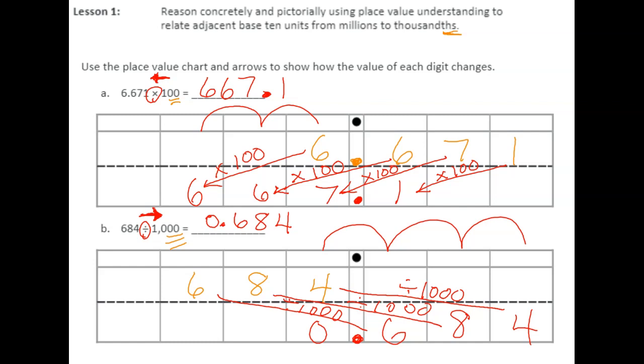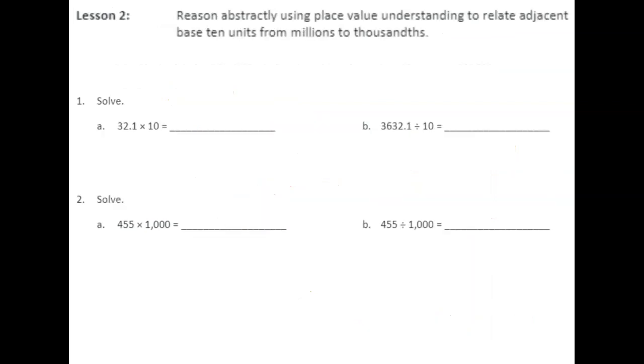I want you to pay attention to the difference between lesson 1, where we are reasoning concretely using our place value chart and using pictures on the place value chart, versus lesson 2, where our objective is we're going to reason abstractly using the place value understanding to relate adjacent base 10 units from millions to thousandths. So now, instead of drawing my place value chart and showing those moves, I'm going to use my understanding. Lesson 2 is abstractly using my thinking in my head.